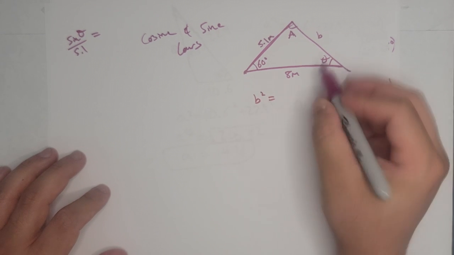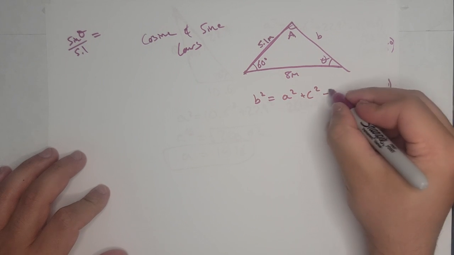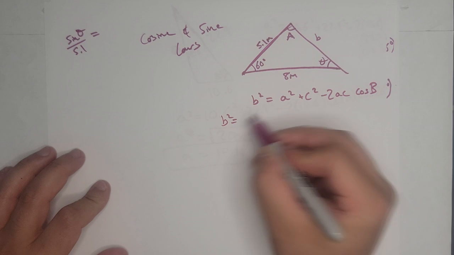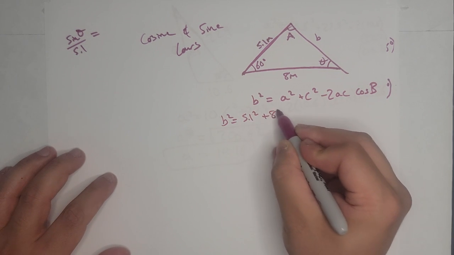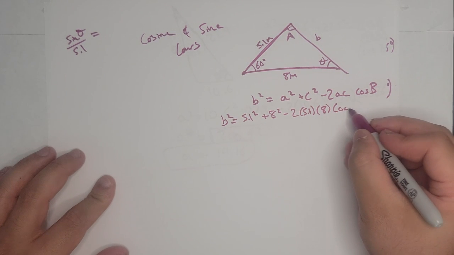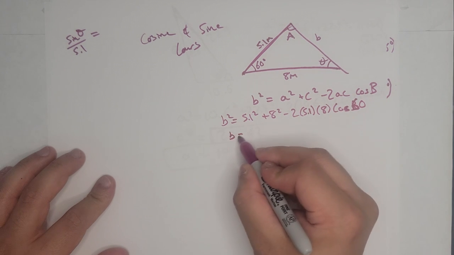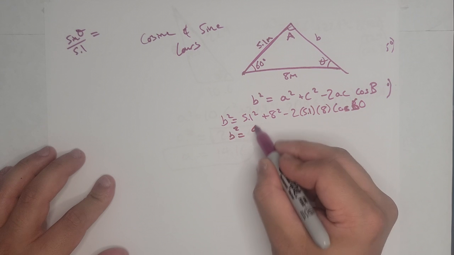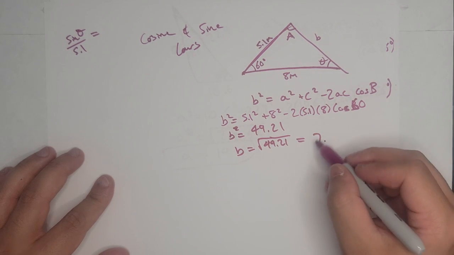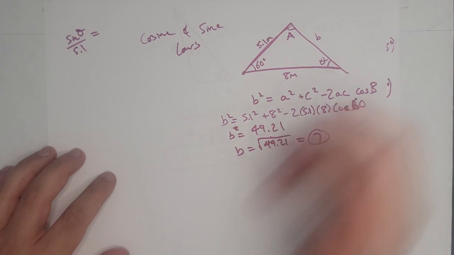I got B squared is equal, because that's B, and I have the other two, A squared plus C squared minus 2 AC cos B. So if I was to plug this in, I would get B squared is equal to 5.1 squared plus 8 squared minus 2 times 5.1 times 8 times cos 60, sorry. And if I was to solve for this, I should get about 49.21, and B will be equal to the square root of 49.21, which is about 7 point something small. But I'll use 7 for now. So that's equal to 7.